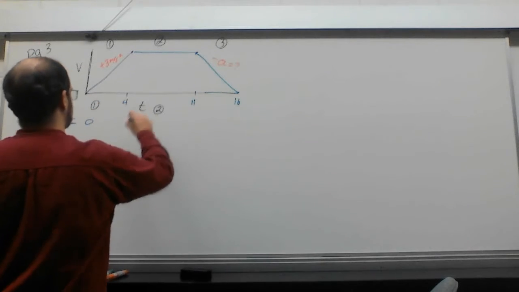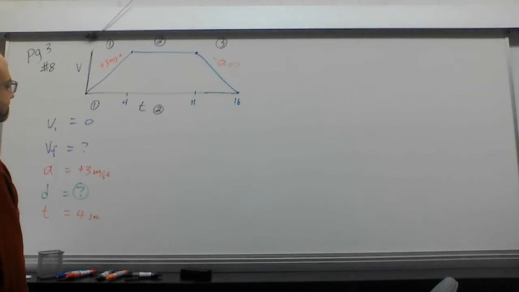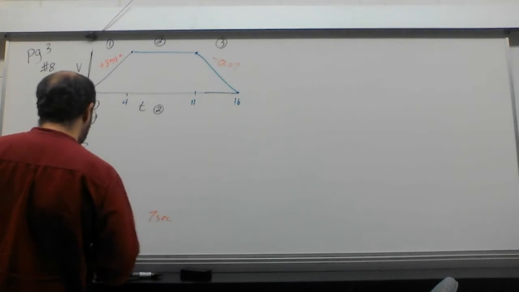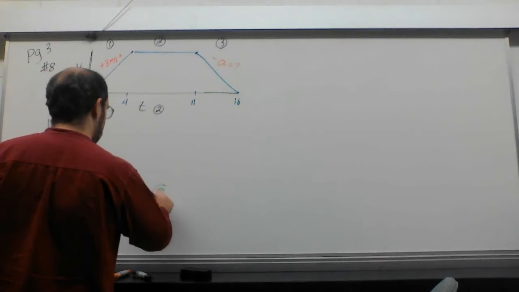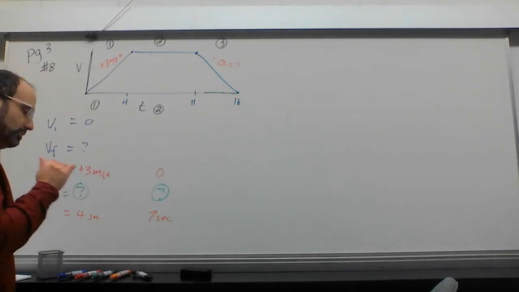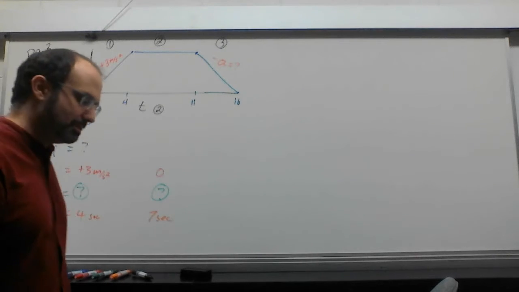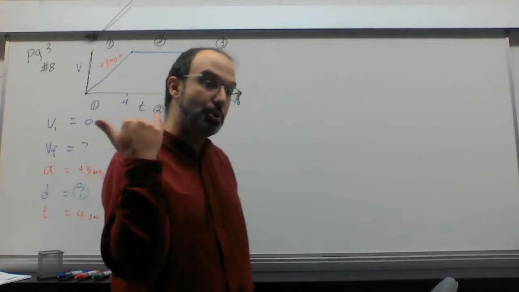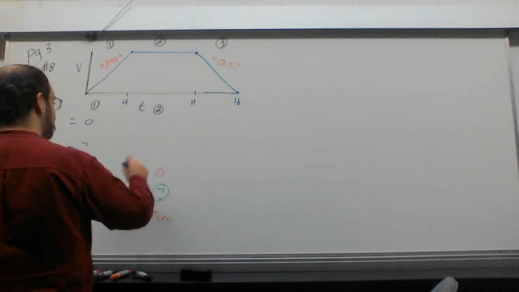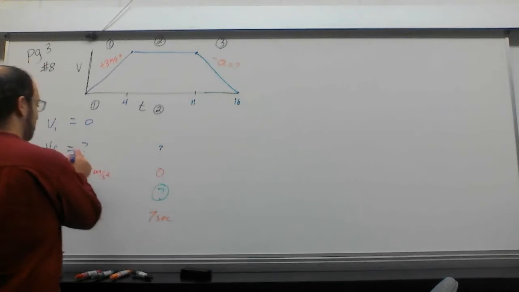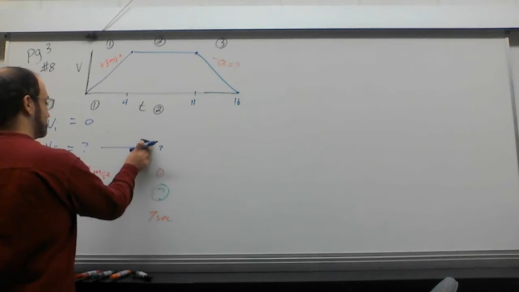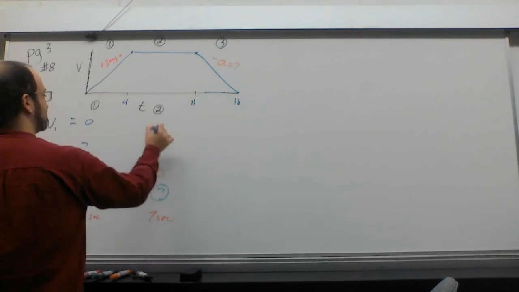What about section 2? Well, section 2 is 7 seconds. We still don't know the displacement. There's no acceleration because it is uniform velocity. Uniform velocity means that it is flat, right? No change whatsoever. And if there's no change in the velocity, then that means that whatever my final velocity was here becomes my initial velocity here.